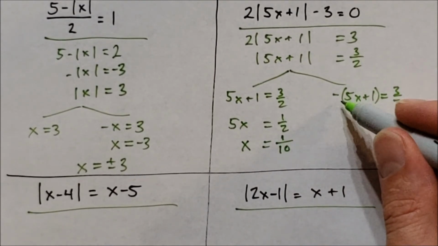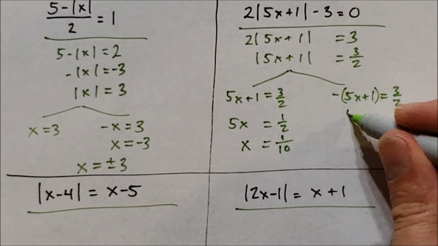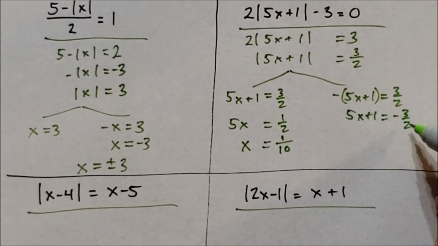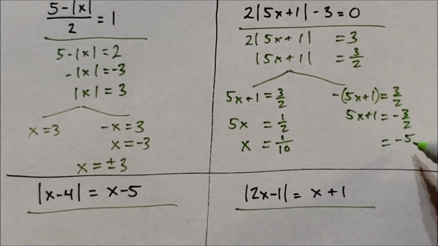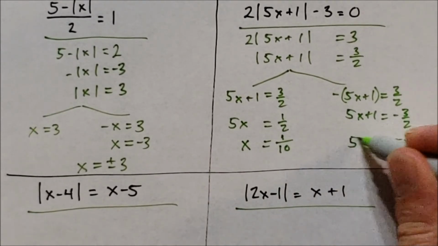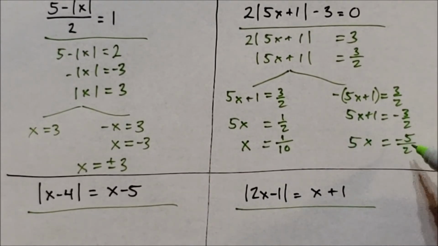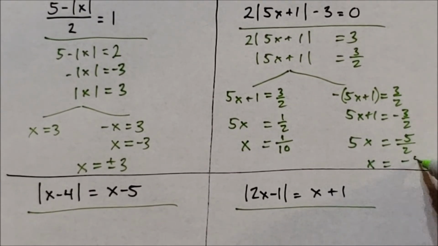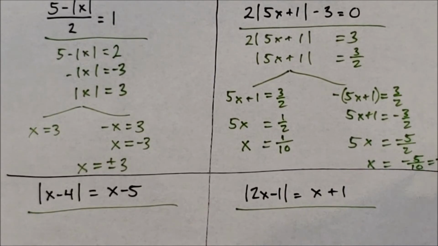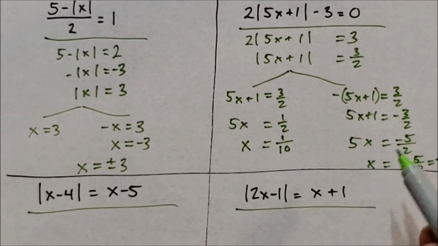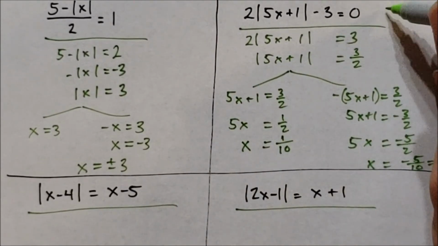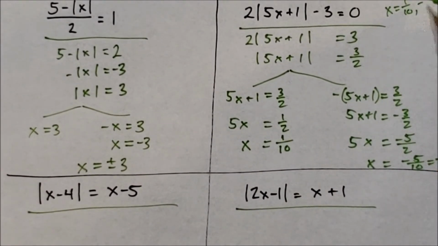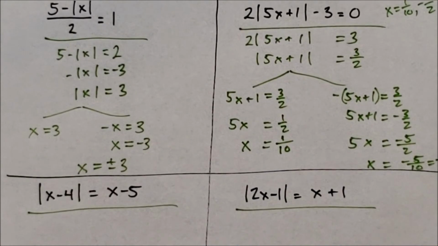Okay, quickly now, moving the negative over, we have 5x plus 1 equals negative 3/2. Subtract 1 and we get negative 5/2. 5x equals that. Dividing by 5, x equals negative 5/10, or negative 1/2. So our final answer is x equals 1/10 or negative 1/2.